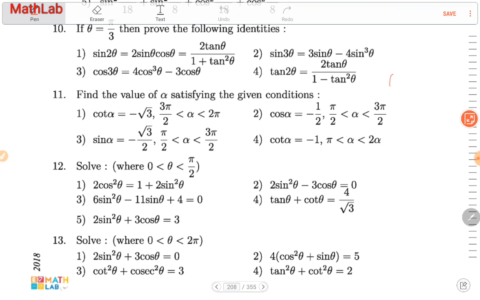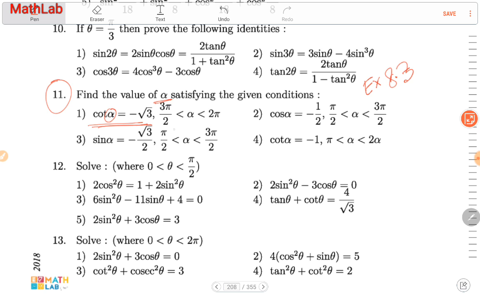Okay, today we'll solve exercise 8.3, maths number 11. In maths number 11 we have to find out the value of alpha. That means we have to solve this given equation and find out the value of alpha.